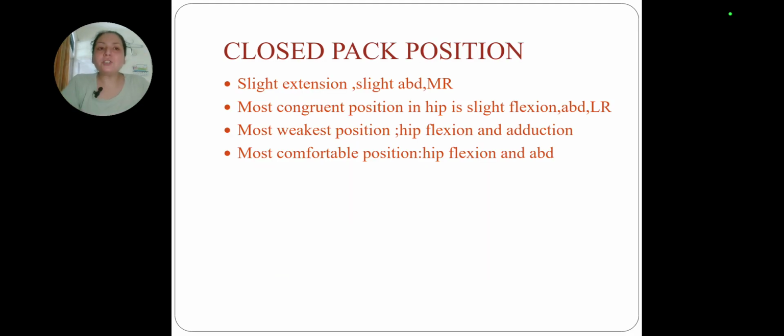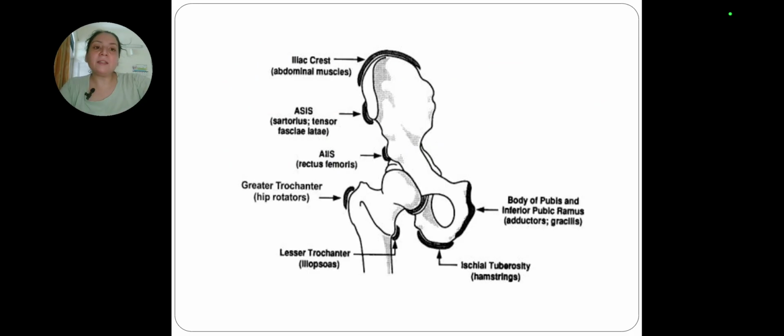Now you know the close pack position. It is very important. The most congruent position of the hip, flexion, abduction, and lateral rotation, is the close pack position of the joint. Whereas the weakest position of the hip joint is flexion and adduction, where the chances of injury are more. That is why we say don't sit in a cross-leg position, because the hip is already in flexion and adduction, the weakest position, and can easily dislocate. But the comfortable position is hip flexion and abduction. Whenever we sleep, we sleep in this position.